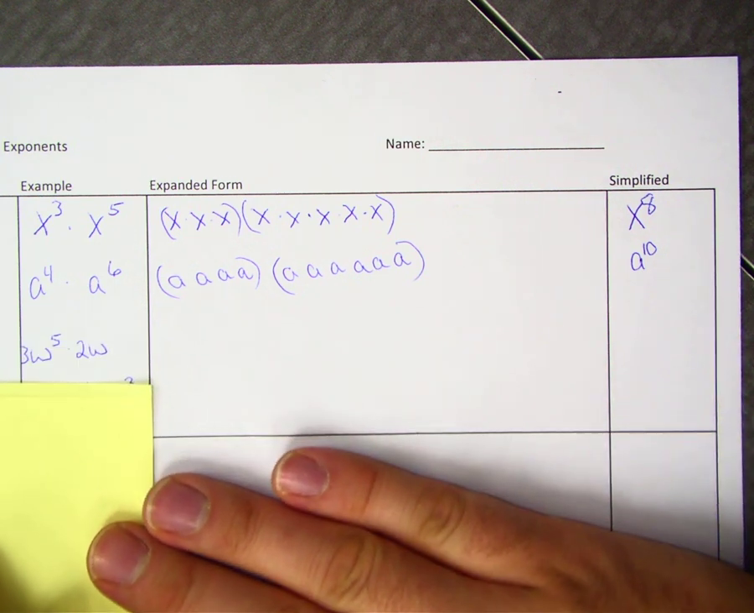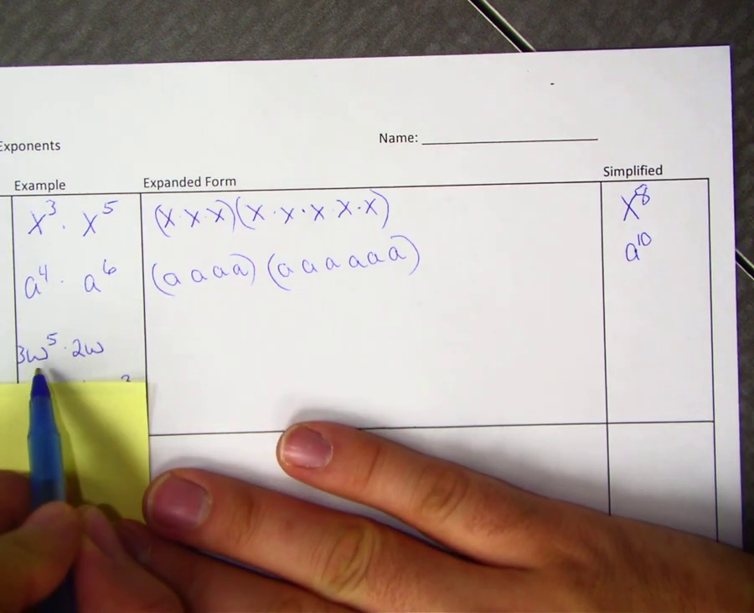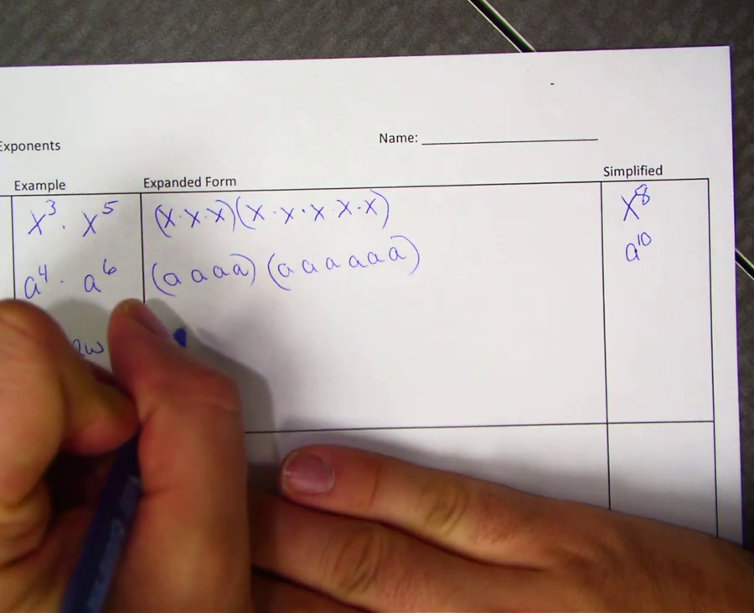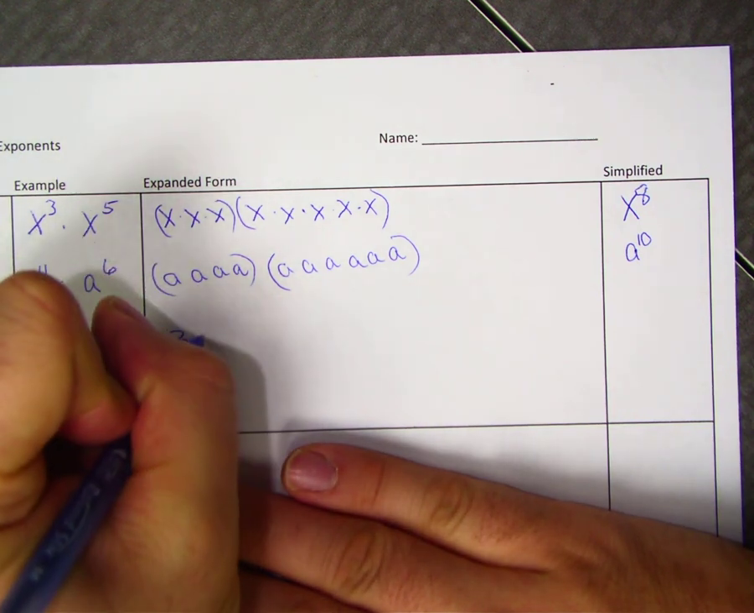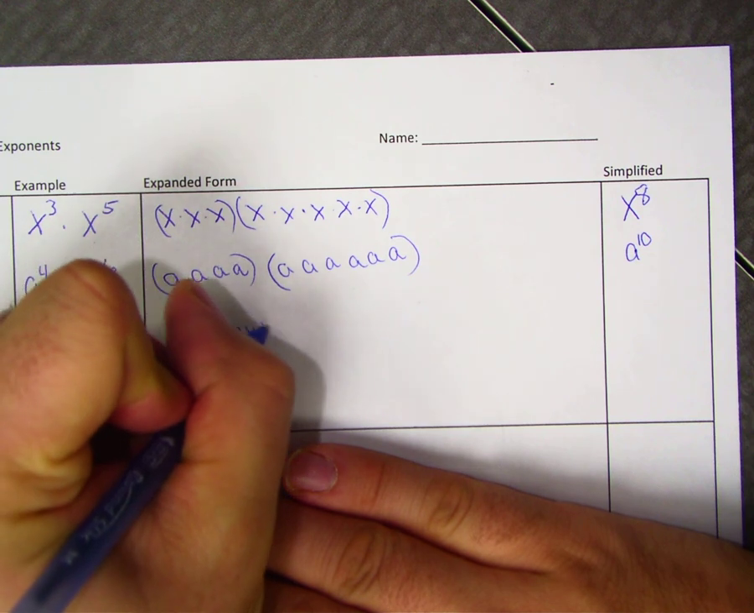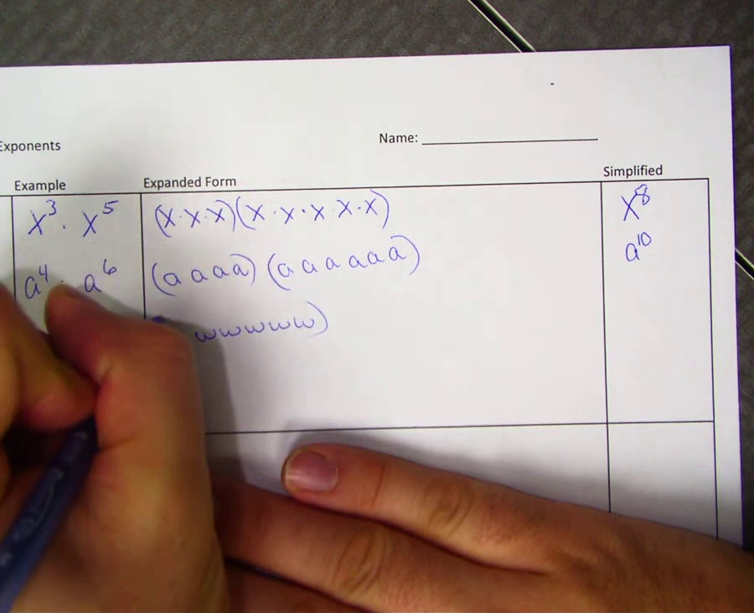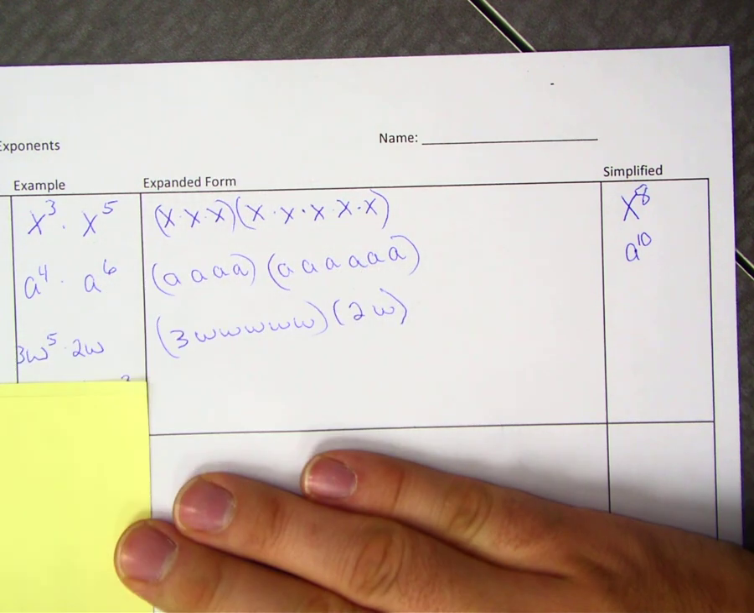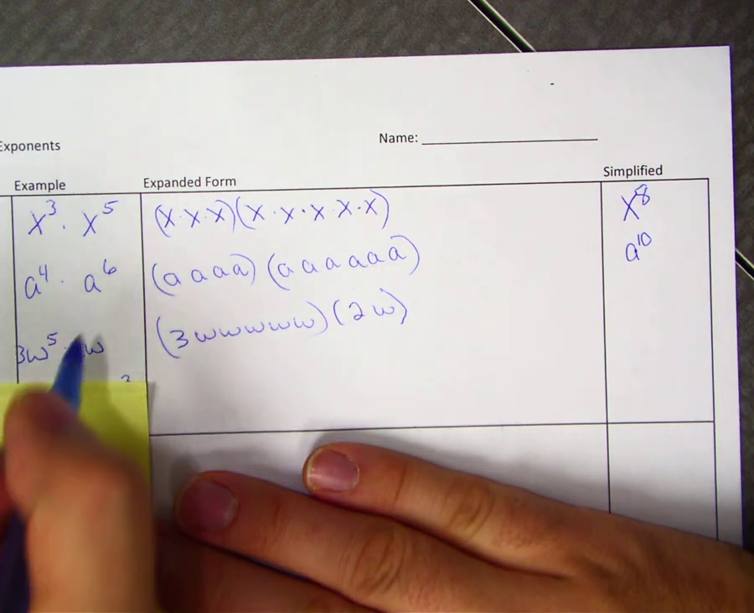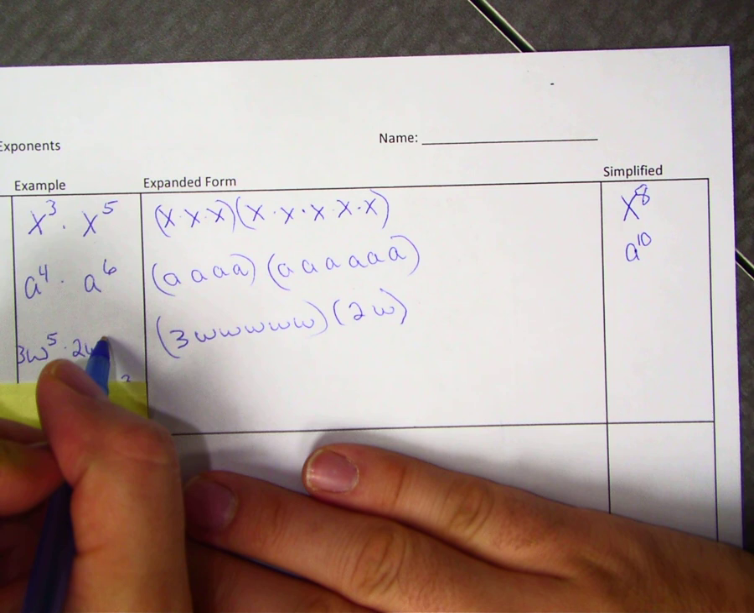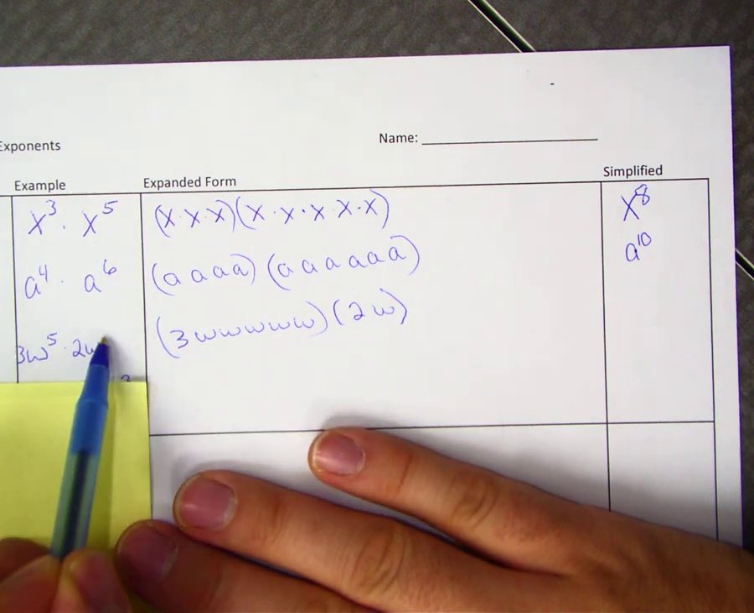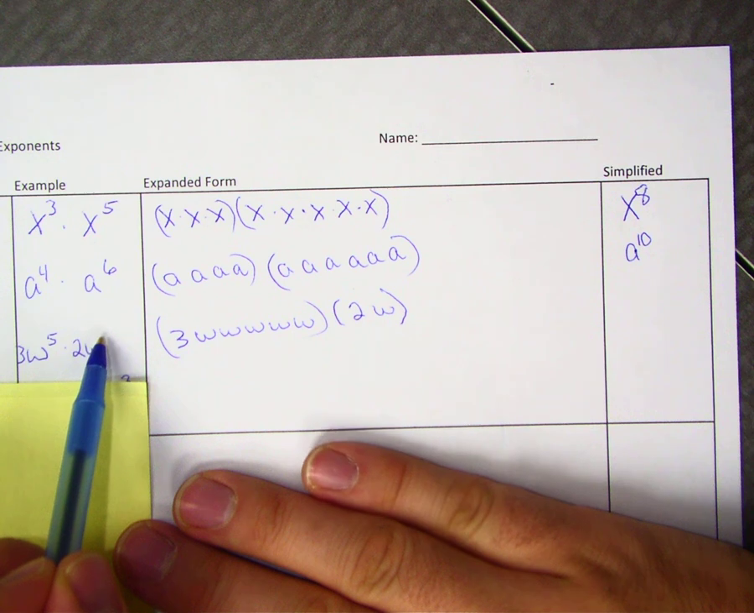Okay. Next one's a little bit different. Here we have 5 w's and 1 w, but we also have the 3, so I'm going to put the 3 here. And we have 5 w's, 2, 3, 4, 5. And then we've got the 2, and we just have 1 w here. Okay? And that w doesn't have a 1 as the exponent, but it could.